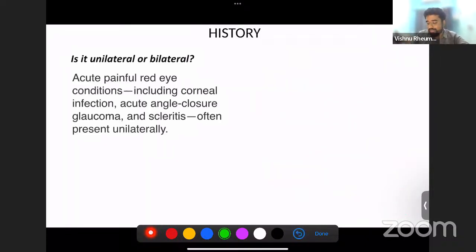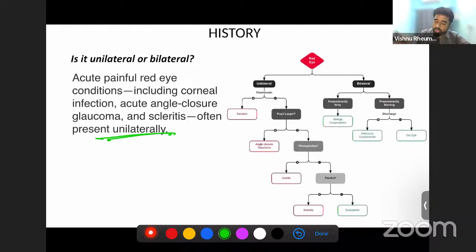Then you have a look at if it is unilateral or bilateral. This can give a lot of clues. Acute painful red eye conditions often present unilaterally, something like corneal infections, angle closure glaucoma, scleritis, all of these usually present unilaterally. And then based on that, you can further examine. For example, if it is unilateral, depending on if there is fluorescein staining. If there is fluorescein staining, that basically means there is corneal involvement, that is keratitis is there. If there is no fluorescein staining, then you will go for other possible differentials like angle closure glaucoma, uveitis, etc.